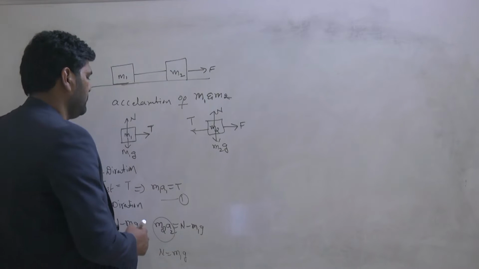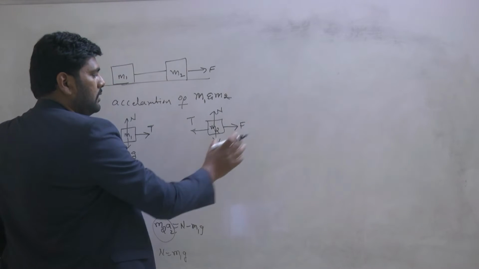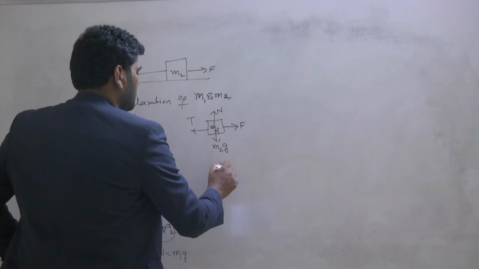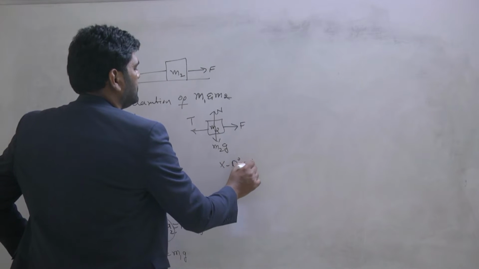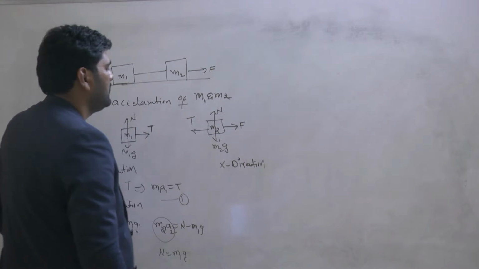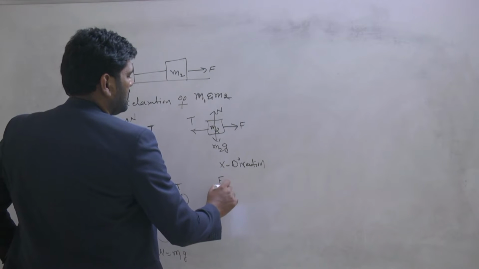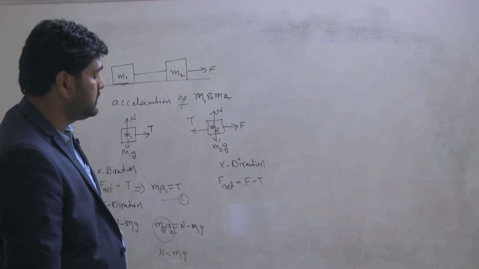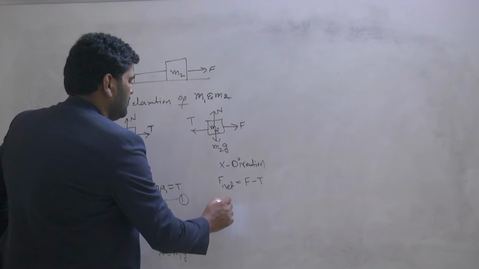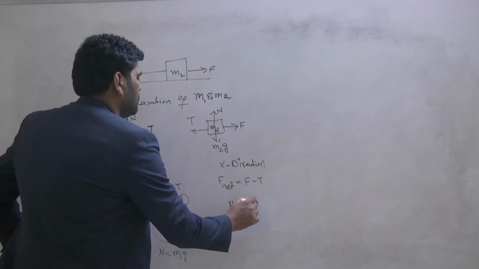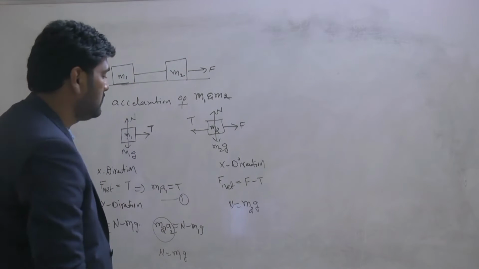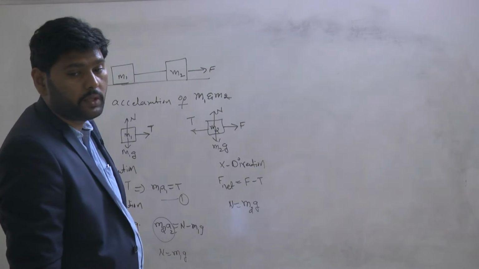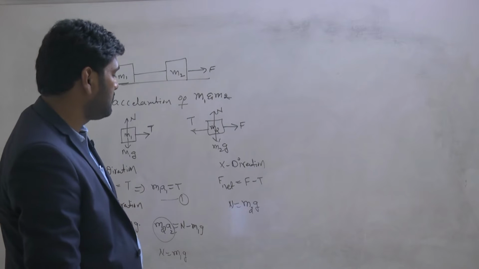Similarly, what is the second equation? From the second body we will get the second equation. Same way, in the x direction, what is the net force? Net force along the x direction is F minus T. And normal reaction is equal to M2g. Why? Along the vertical direction you don't have any motion, so normal reaction is M2g.